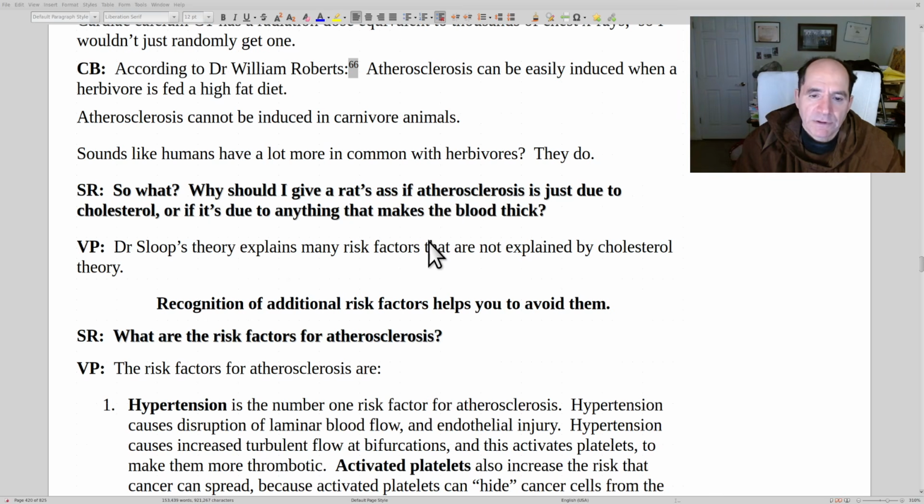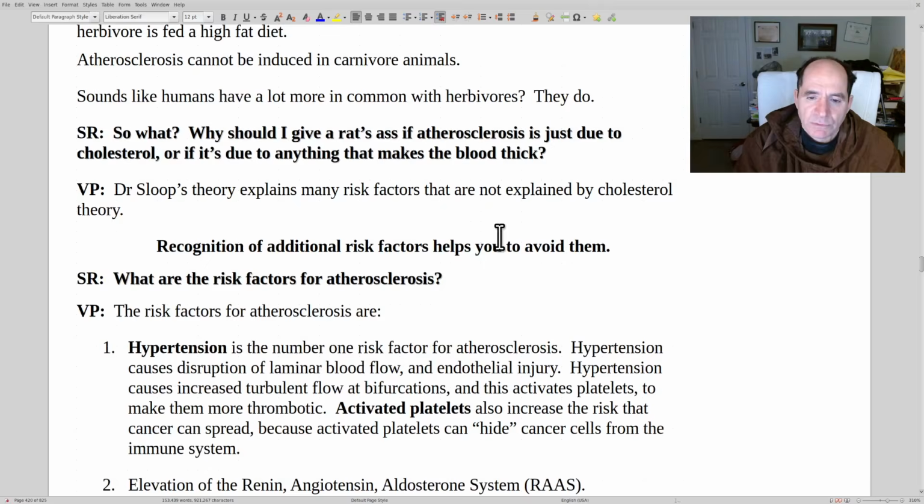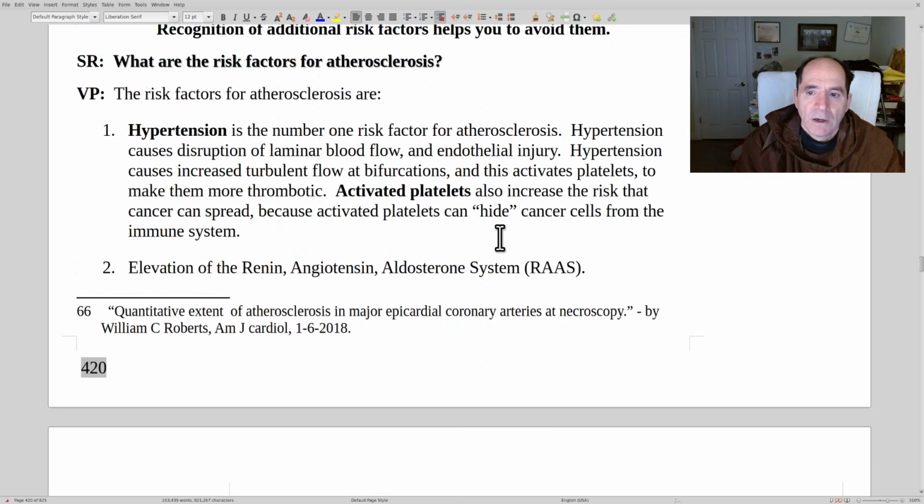So we talked about hypertension. Hypertension is the most common risk factor for small strokes in the brain. I see them all the time. Some patients have hundreds and hundreds of these little association cortex strokes. And hypertension will also cause lots of turbulent blood flow at bifurcations, and that causes activation of platelets. Activated platelets are more prone to clotting. Activated platelets also can increase the risk of metastatic cancer because they can hide the cancer cells. The platelets will all engulf the cancer cell and they'll hide it from the immune system until it lands somewhere else.